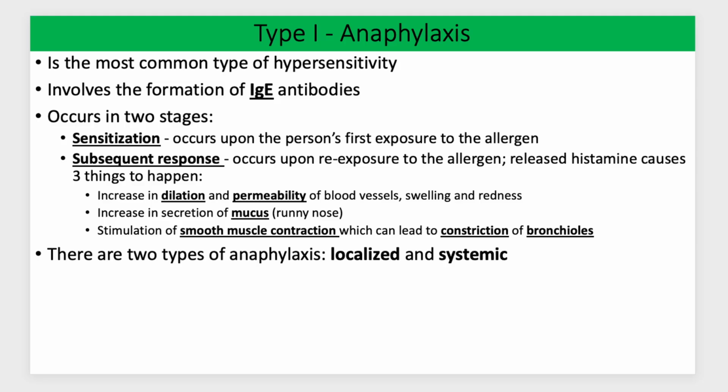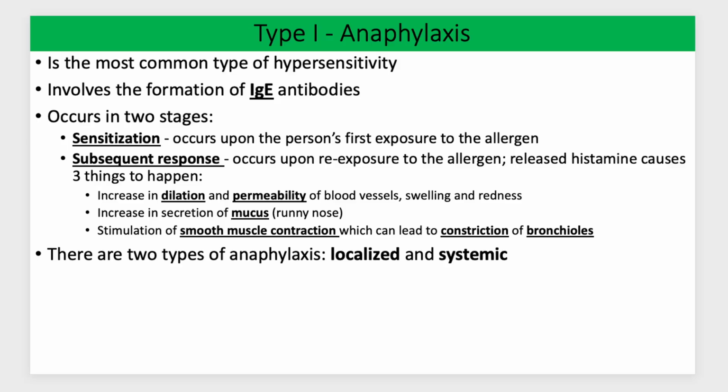So for type 1, we call that anaphylaxis, and this is the most common type, and I'm sure you've heard of it before. And it involves the formation of IgE antibodies. And if you remember in that acronym we memorized in the last lecture, these are involved in allergies, and you enunciate the E there to remember this antibody's purpose. It's going to occur in two stages. You have this first exposure where you don't really have any type of major reaction. They call that sensitization. You get sensitized to it in that exposure, but it doesn't cause this major reaction.